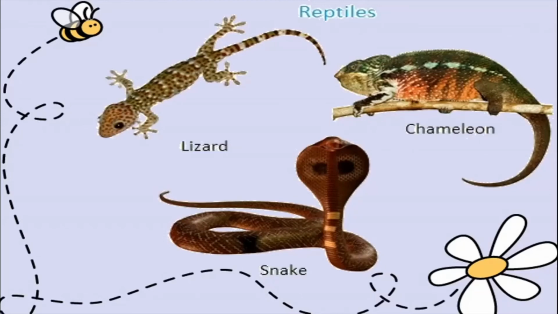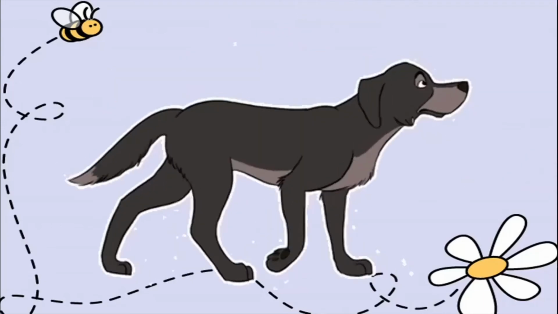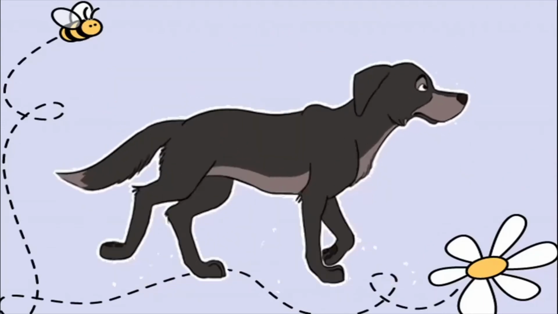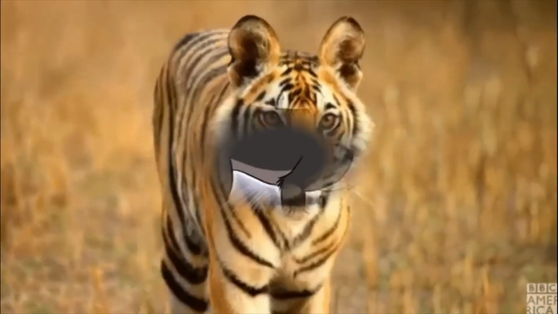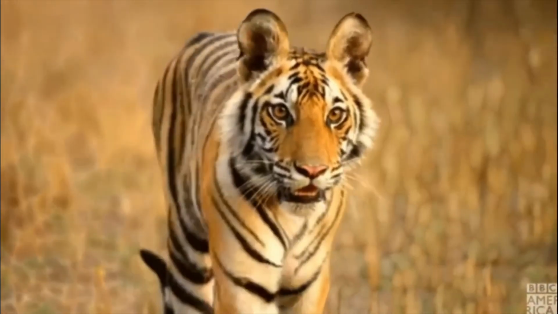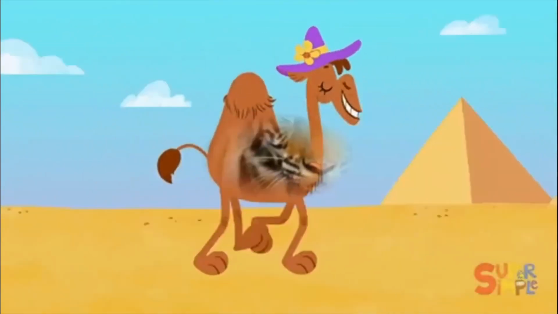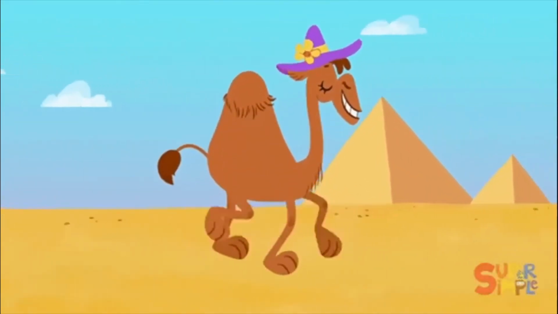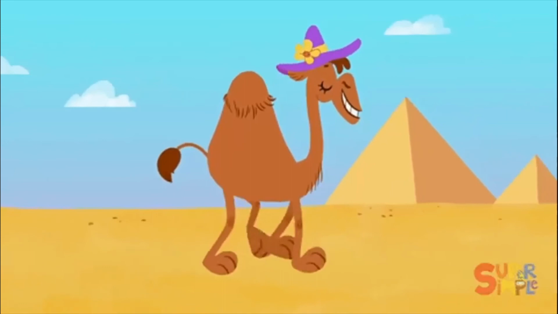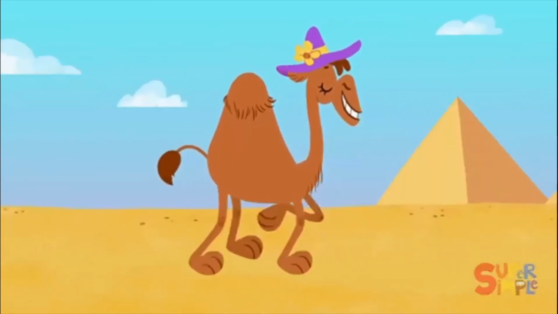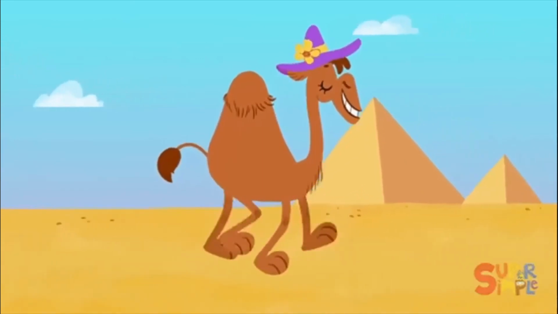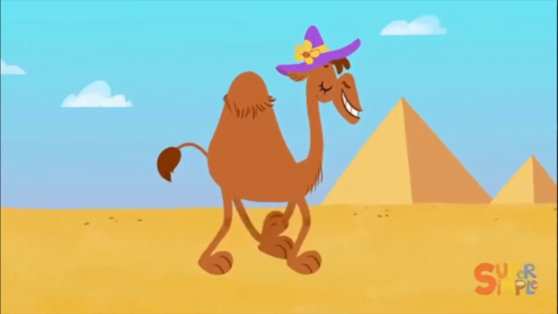They push their bodies forward on the ground. And some animals walk. Can you see this doggy walking? Then look at this tiger walking. Look at this camel walking. So some animals fly, some of them walk, and some of them swim also. So this is about movement in animals.